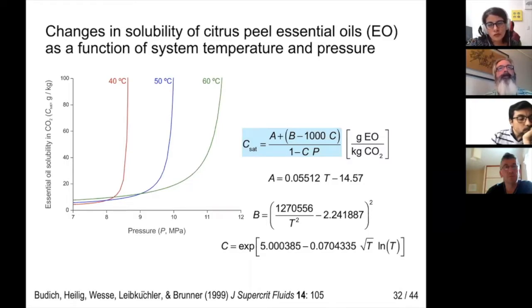Budich and co-workers proposed this equation in 1999 for the solubility of orange peel oil in supercritical CO2 at near critical pressures between 70 and 120 bar, and near critical temperatures between 40 and 60 degrees Celsius, typically employed for the selective extraction of plant essential oils. It is evident that the essential oils become fully miscible with CO2 at a temperature-dependent pressure: about 85 bar at 40 degrees Celsius, 100 bar at 50 degrees Celsius, and 115 bar at 60 degrees Celsius.